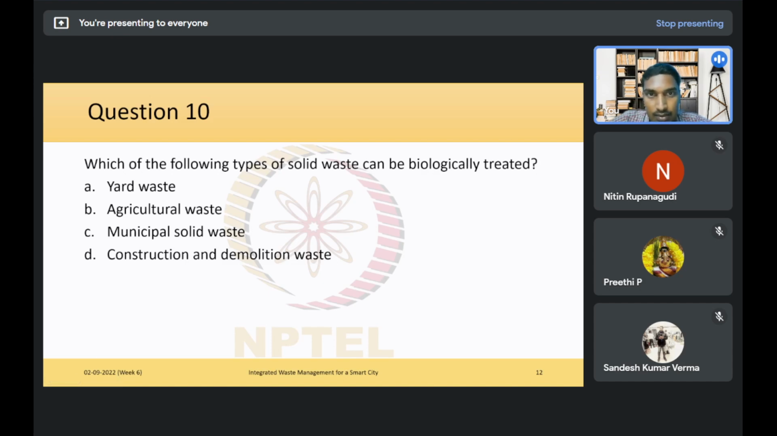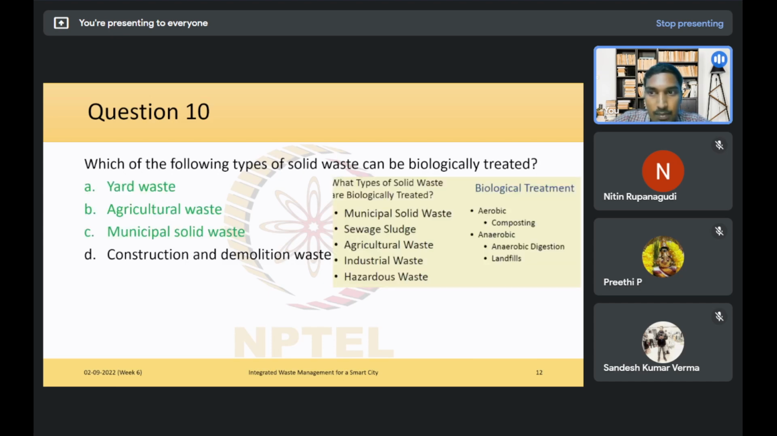It can contain other wastes as well, like plastics, glass, and so on. So it has both the organic component as well as the inorganic fraction, but still it contains those organic components, so it can still be biologically treated if we separate it out, right? But D is construction and demolition waste. It does not contain organic materials, therefore it cannot be biologically treated. So therefore the correct options are A, B, and C, right?